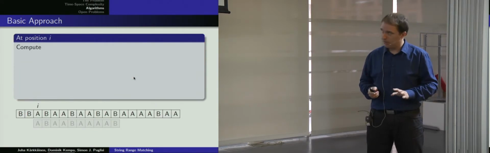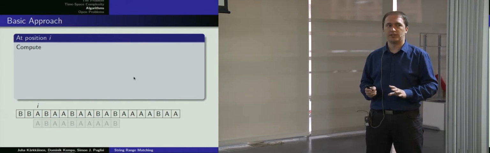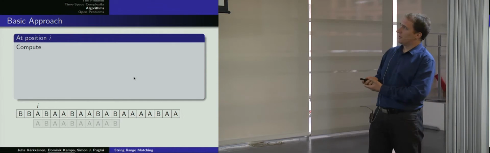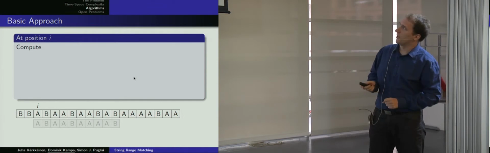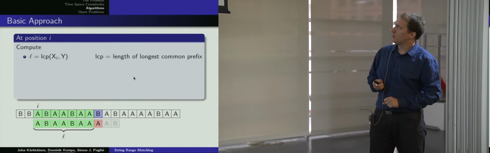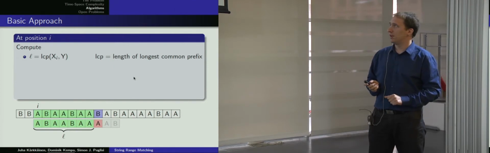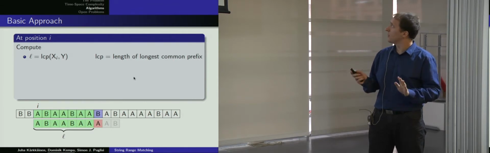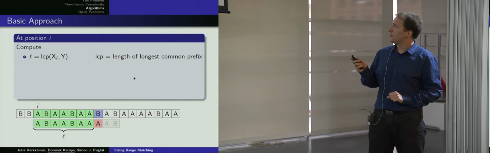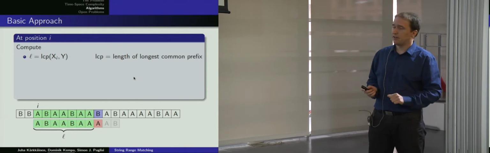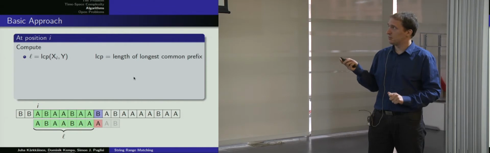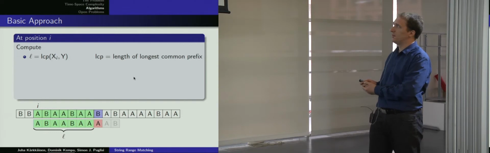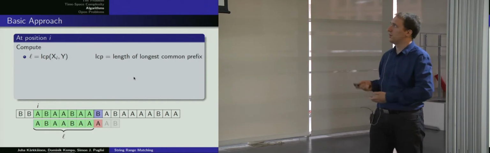And all our string range matching algorithms use the same basic approach. Suppose we aligned the pattern with position I in the text. We compute the longest common prefix of the pattern and the suffix starting at position I, we call it L. And now we can determine whether the suffix of text starting at position I is smaller than the pattern or not, just by doing one extra symbol comparison. So in this case, this suffix is not smaller because we have a mismatch here like this.